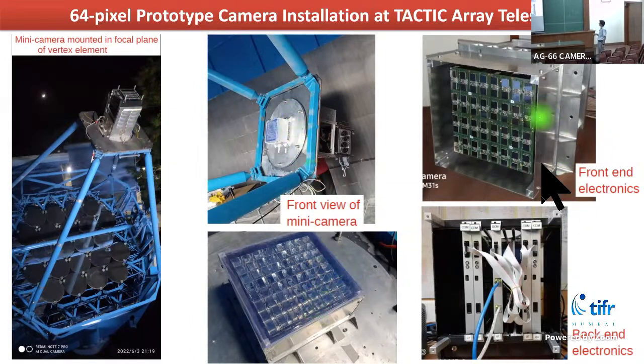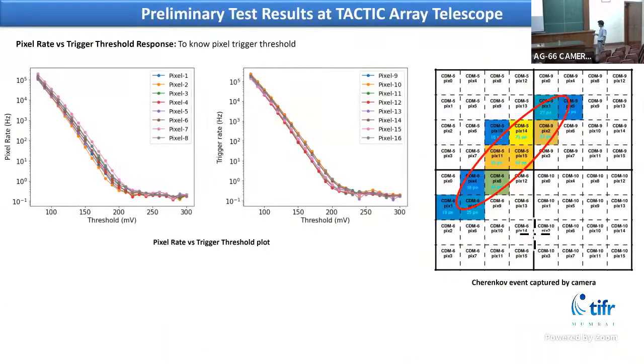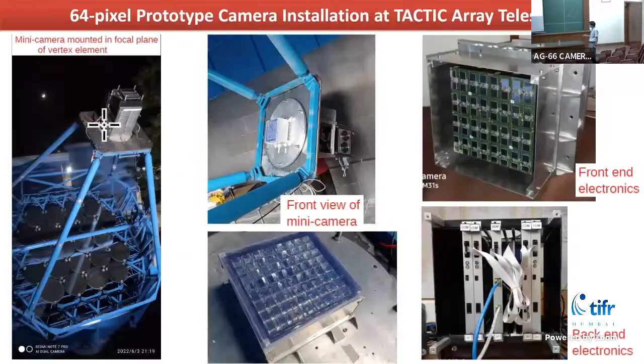We can see this is the backend electronics for this mini camera. It was done last year in May. The electronics is not at the focal plane; this is at the focal plane. So here we can see this is the photon detection plane. All the silicon photomultipliers and light concentrators are here, and just behind that, the front end as well as back end electronics are there.